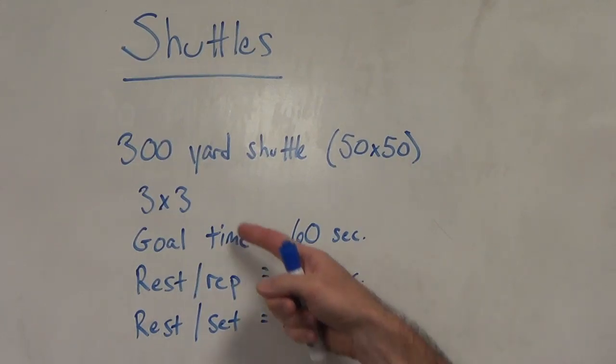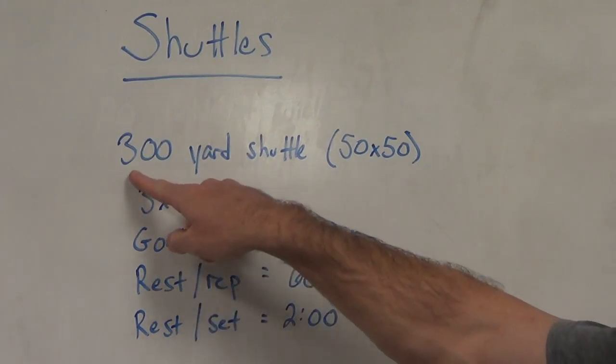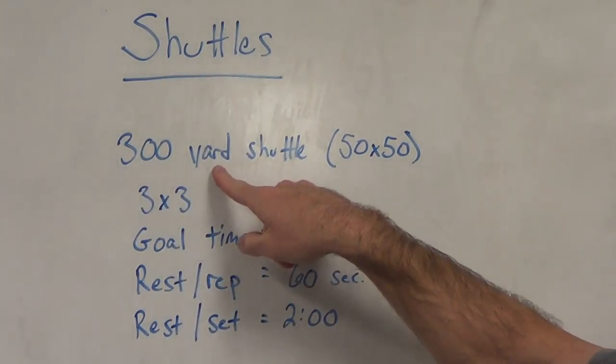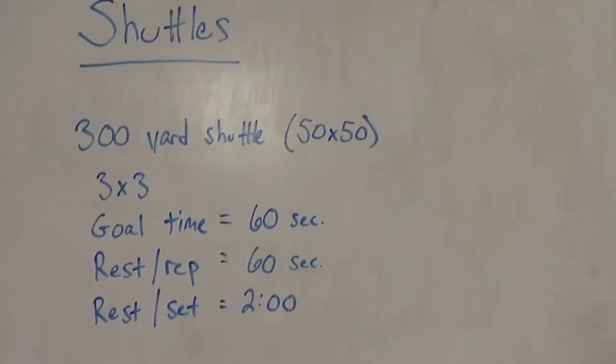For this 300-yard shuttle and 50-yard increments, what I have down is you're going to do three sets of three reps of the 300-yard shuttle. Goal time is going to be 60 seconds. The rest in between each one of the reps is going to be 60 seconds. And after you get done with each one of the sets, it will be 2 minutes of rest. But the main thing to know is that we will always put the total distance here for the shuttle and then the increments you will run it in.